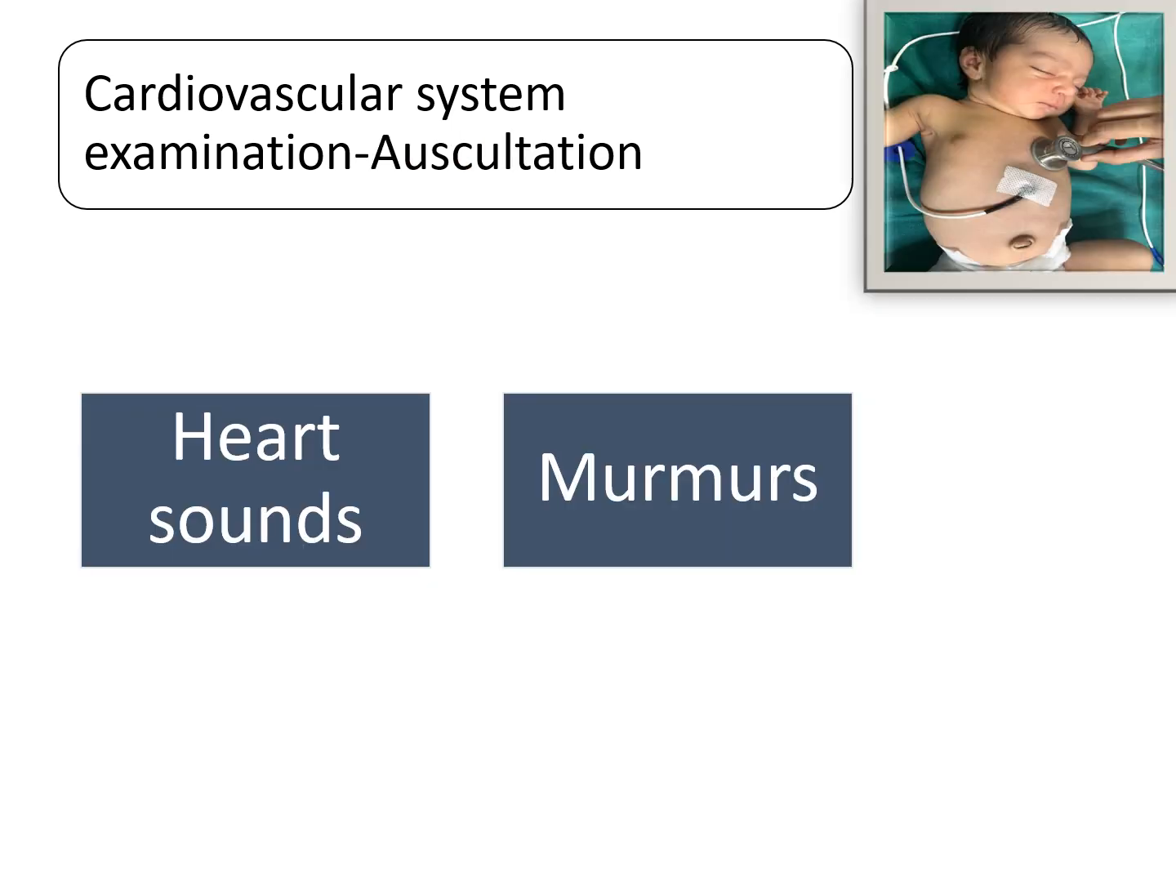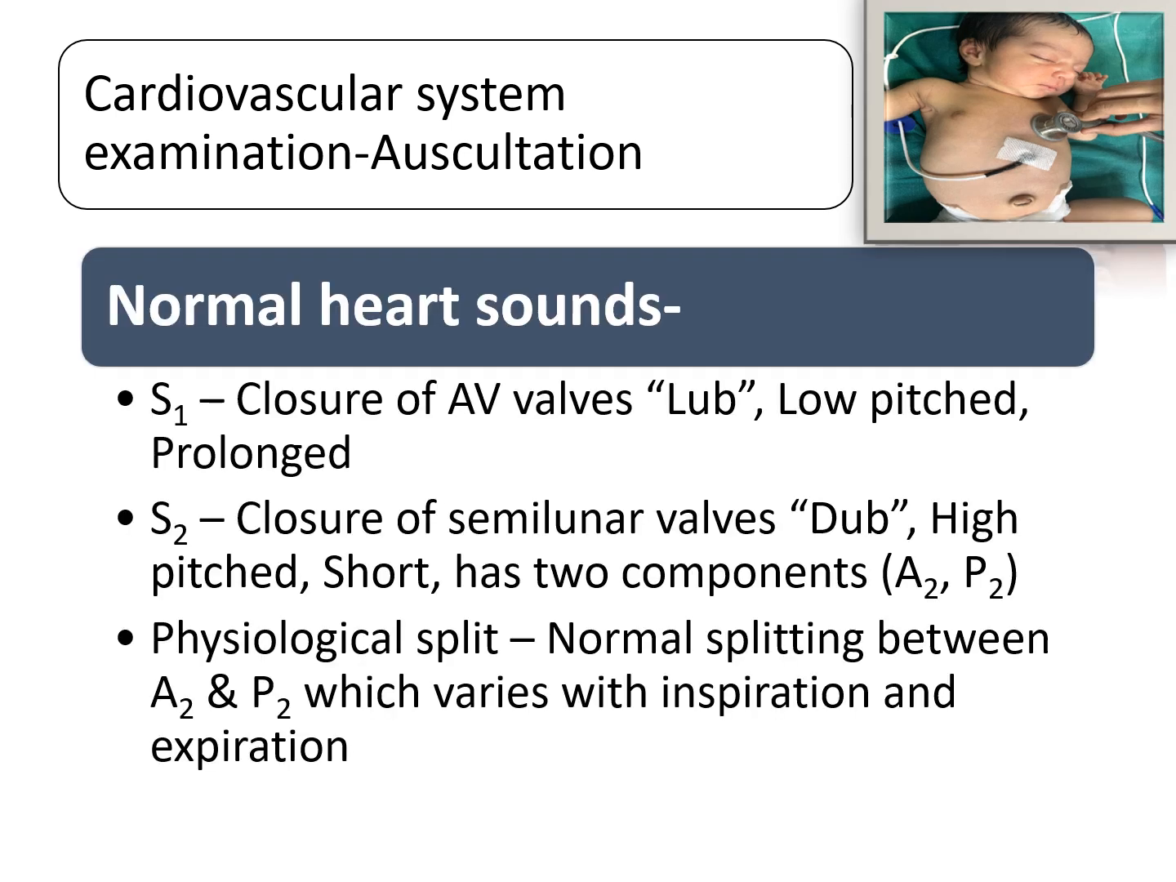Now in auscultation, we should auscultate for the heart sounds, and if a murmur is present, then we should mention the details of it. So normal heart sounds are S1 and S2. S1 is because of closure of the atrioventricular valves. It is a lub sound, low pitch, prolonged. While S2 is because of closure of the semilunar valves. It is a dub sound, high pitch, short.